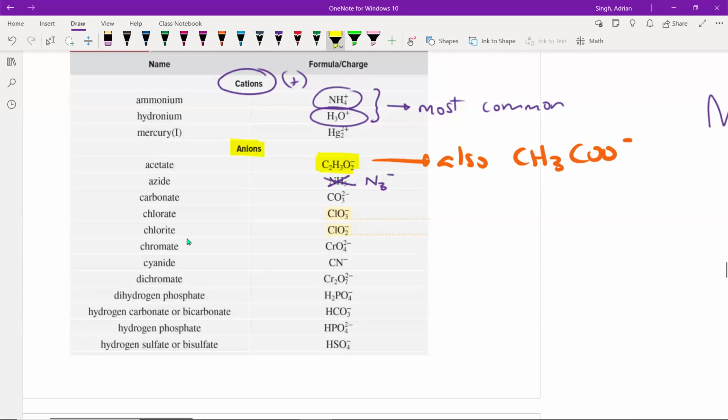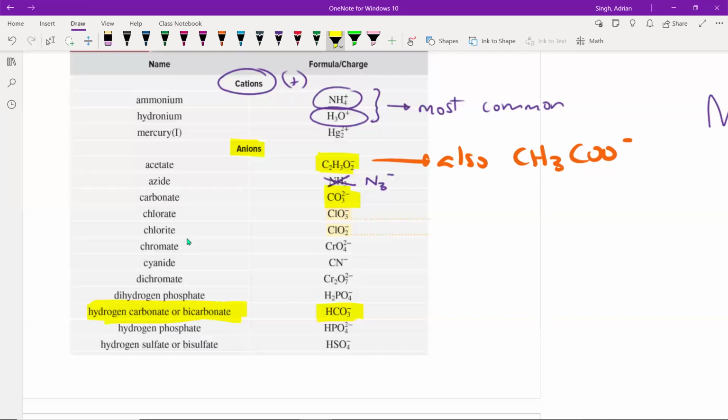Carbonate, we need to know carbonate. CO3 with a 2 minus charge. And we'll jump down here. Carbonate's friend, hydrogen carbonate, HCO3 with a minus charge, also known as bicarbonate, right? So you may have heard of sodium bicarbonate, baking soda. It has that ion in it.